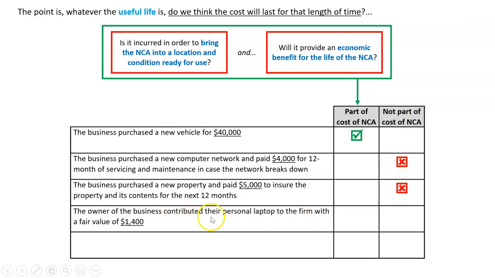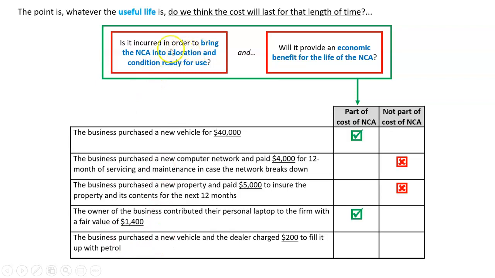The owner of the business contributed their personal laptop to the firm with a fair value of $1,400. So that is always part of the cost, the purchase price or fair value. This one, the business purchased a new vehicle and the dealer charged $200 to fill it up with petrol. So yeah, I've bought a new car and that happens. They fill it up for you, but maybe they charge you.